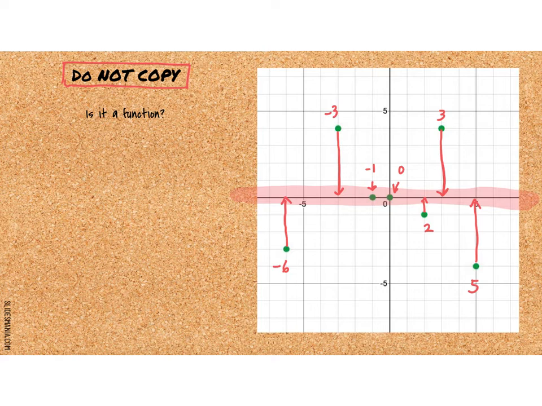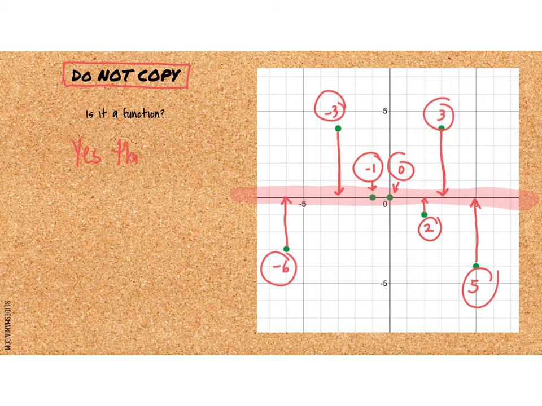Do any of my x values repeat? That means, do I have any of these numbers that are exactly the same? If your answer is no, then that means this is a function. Yes, this graph represents a function. All right, this graph represents a function.